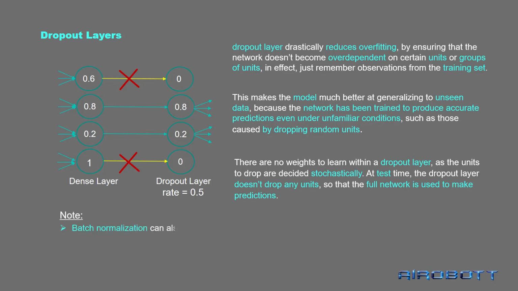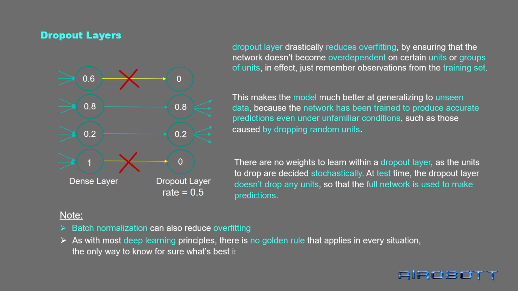Note, batch normalization can also reduce overfitting. Therefore, many modern deep learning architectures don't use dropout layers at all and rely solely on batch normalization for regularization. As with most deep learning principles, there is no golden rule that applies in every situation. The only way to know for sure what's best is to test different architectures and see which performs best on a holdout set of data.